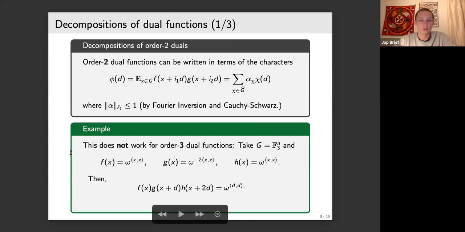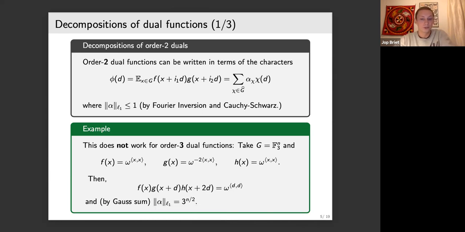And now if you consider the dual function based on this triple f, g, and h, which means that you have to average over x, that average does nothing because this thing does not depend on x. Then what you find is that the Fourier coefficients, the alpha that you see here, they don't have bounded L1 norm. Their L1 norm is actually exponentially large in n. So you can show this using basic Gauss sum estimates if you like. So unfortunately, order 3 dual functions can't be decomposed in such a nice way in terms of characters.